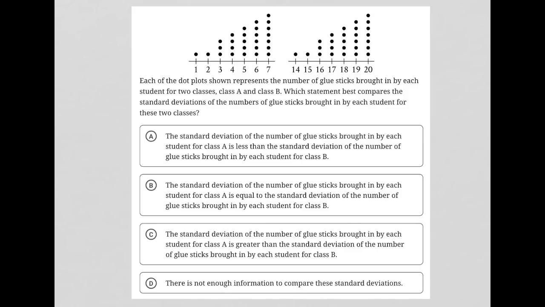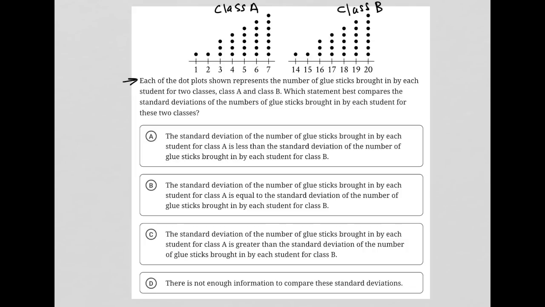So this question should say class A here, it got cut off, and this should say class B. The question says each of the dot plots shown represents the number of glue sticks brought in by each student for two classes, class A and class B. Which statement best compares the standard deviations of the numbers of glue sticks brought in by each student for these two classes?